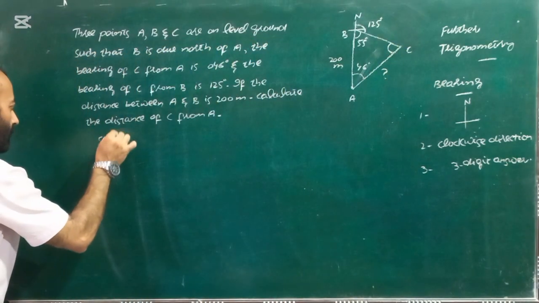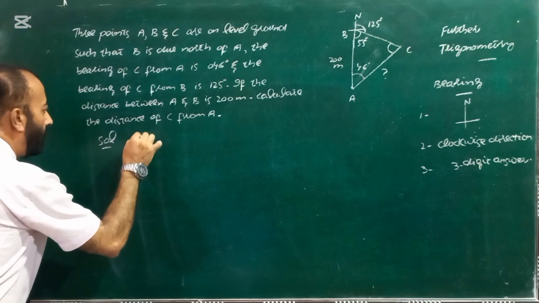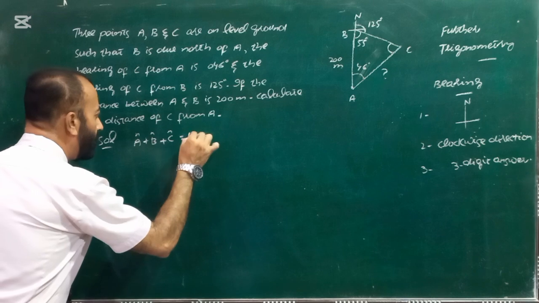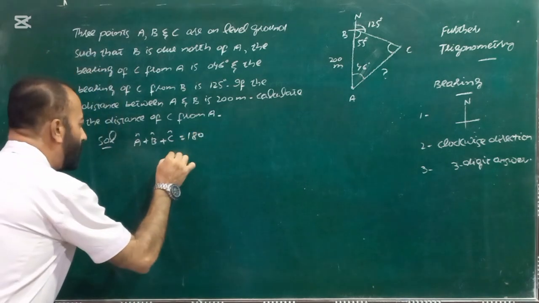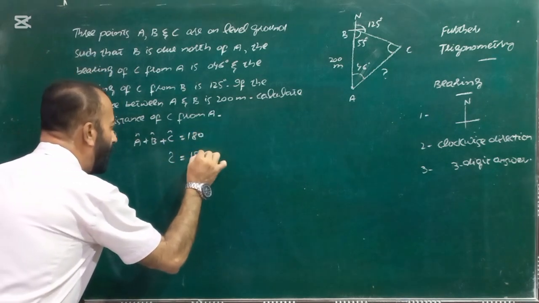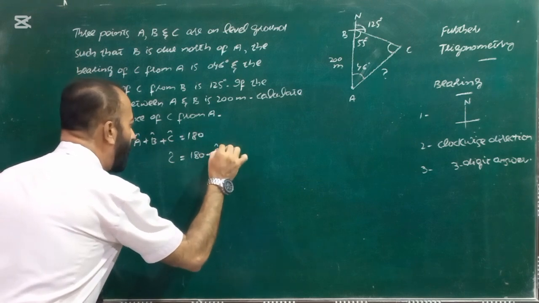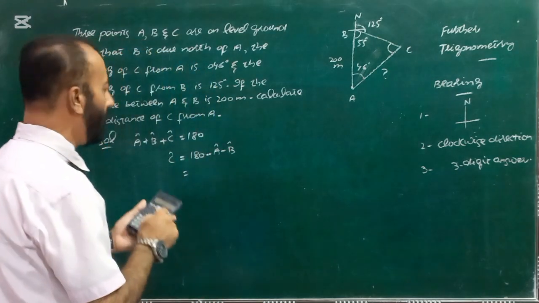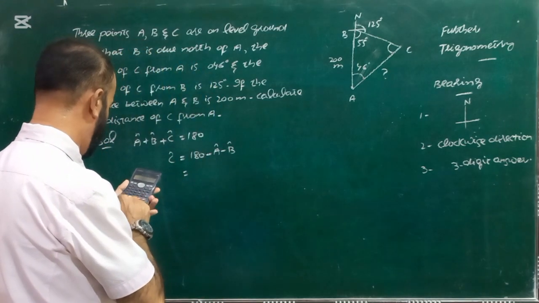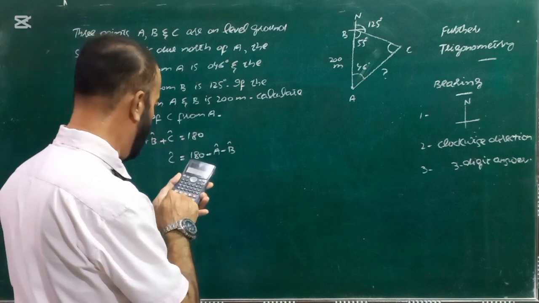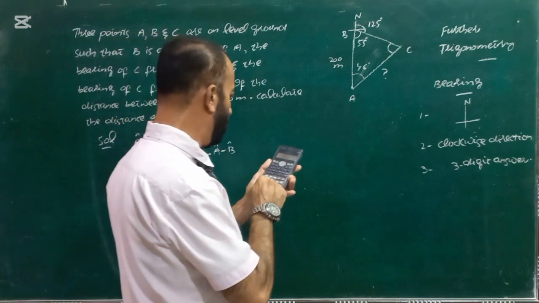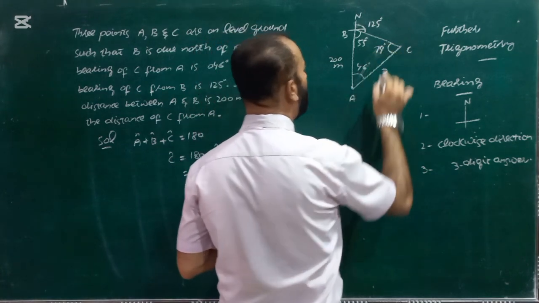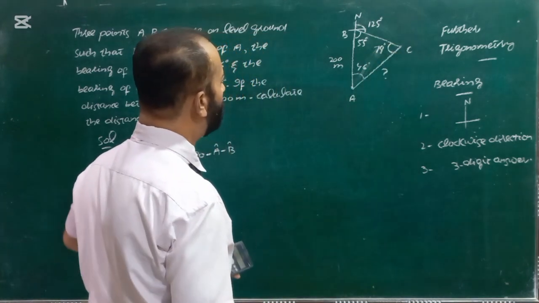So solution: A plus B plus C is equal to 180 degrees. So C is required. So C will be equal to 180 minus A minus B. So 180 minus 46 minus 55 is equal to 79. So this angle is 79 degrees. So now we are able to solve it.